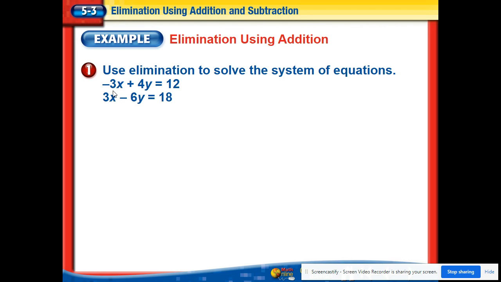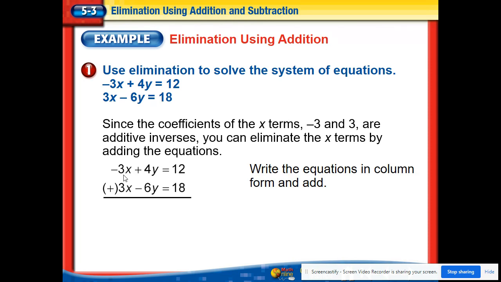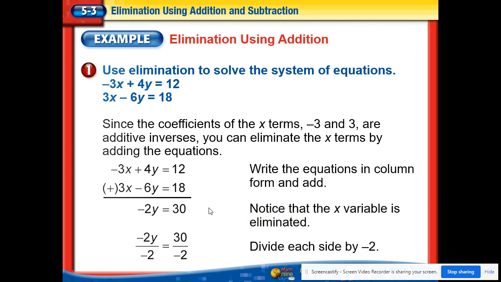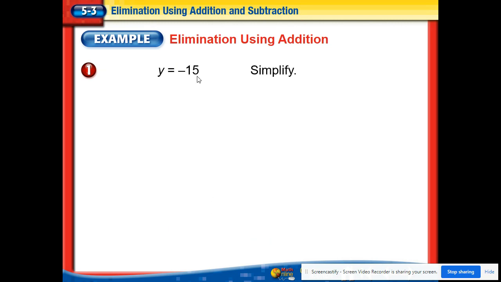So we're going to just add straight down. And when we add straight down, negative 3x plus positive 3x is going to eliminate. That's the whole point of this elimination process. So we make a bar and a plus sign here and add straight down. 4 and negative 6 is negative 2y, and 12 and 18 is 30. And notice we eliminated the x's, and now we have an equation that just has y's. Divide, and y equals negative 15.